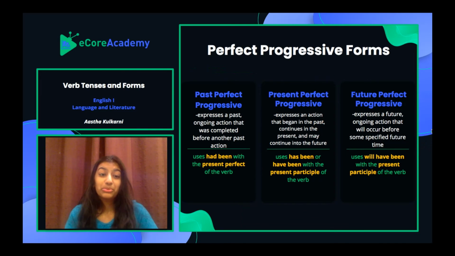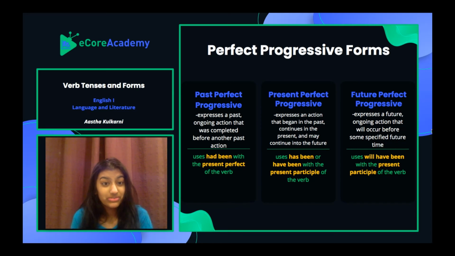Almost done. We just have one more category, and this is combining the progressive and the perfect ones, which we just talked about. So we're going to combine that to make perfect progressive. It seems like a lot, but it's actually pretty simple. So past perfect progressive expresses a past ongoing action that was completed before another past action. And basically this verb form uses had been with the present participle of the verb.